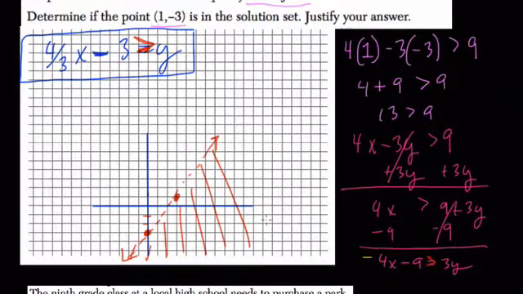And you can see that (1, negative 3) would be right here, which is in the solution set of the inequality. So just to reiterate, you can find out a point is in an inequality by plugging it in. You can also graph the inequality, shade the appropriate region, and see if the point actually goes there.